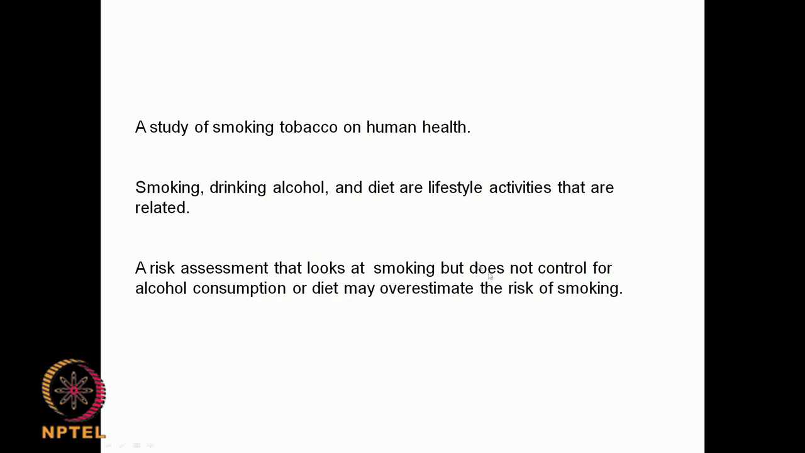Now, let us look at another example, a study of smoking tobacco on human health. Obviously, smoking, drinking alcohol, diet, lifestyle activities, they are all related. If somebody looks at smoking and human health, but does not look at whether the person is consuming alcohol, whether the person has a healthy diet or not, whether the person has a good lifestyle or not, if the analysis completely neglects these and looks at only smoking and human health, then it may appear as if smoking has a very serious effect on human health. But then one should look at other variables which are also going to have an effect on human health, like consuming alcohol, type of food the person eats, and also the lifestyle, sedentary or active. So, if you neglect all those, then you assume that smoking has a very serious effect on health.